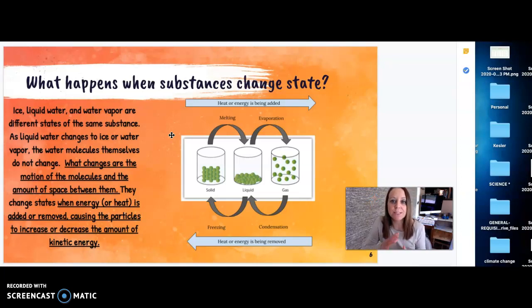So this was kind of an introduction, and next week we'll be focusing more on the different changes in state, the names of them, and what's happening in each change of state. But for right now, just understand that this is what is happening.